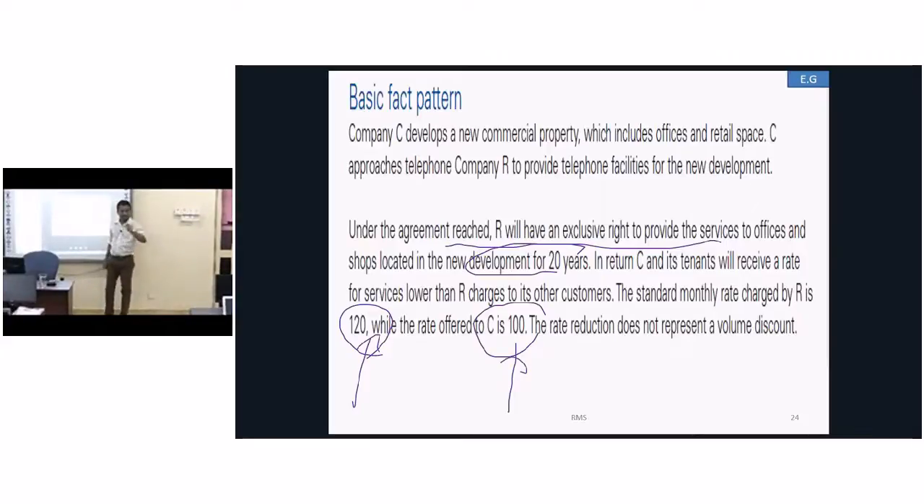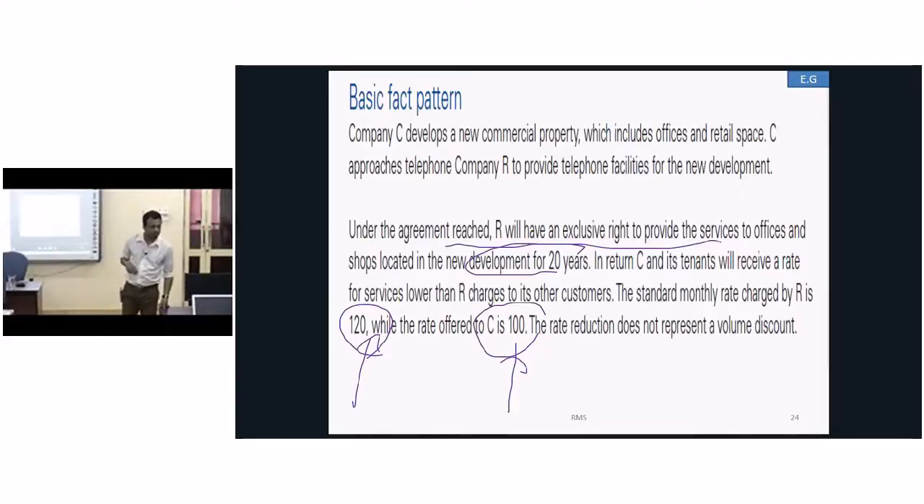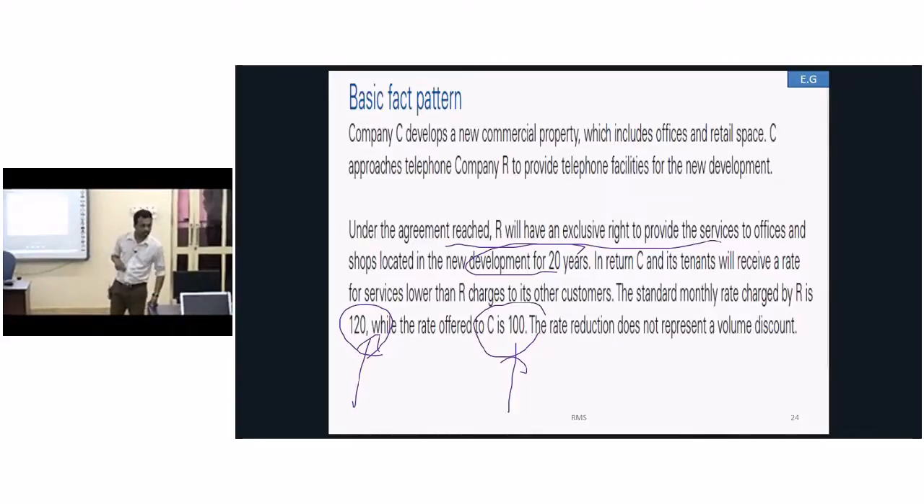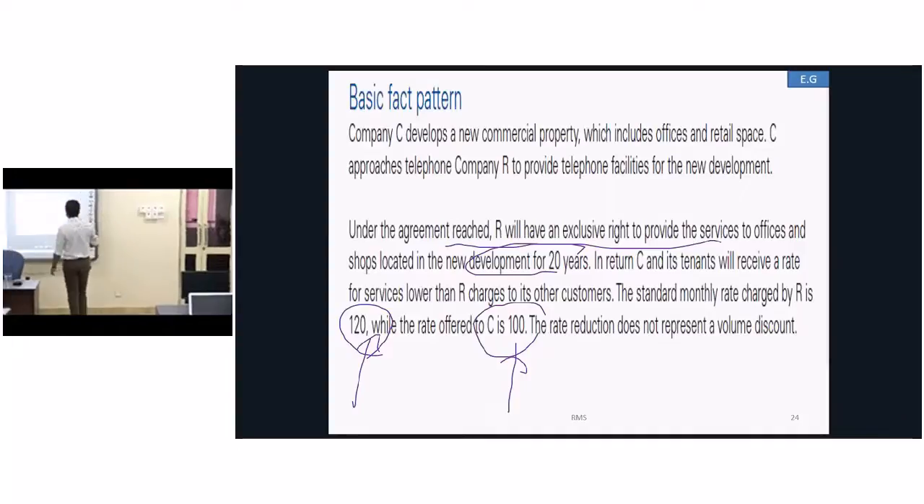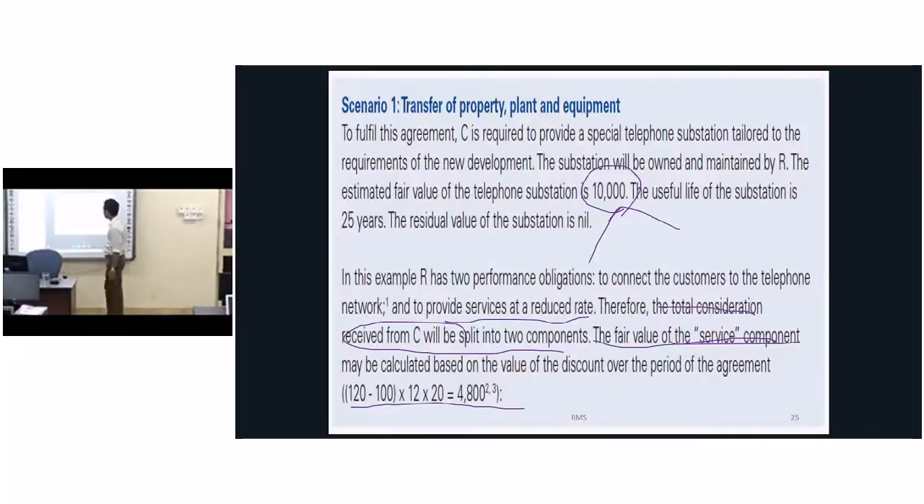Then how to calculate the discount that you expect in view? 20 into per month, right? 20 into 12. Look, 20 into 12 into how many years? 20 years. Then what is total discount?